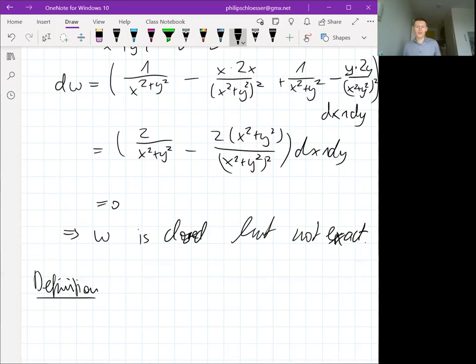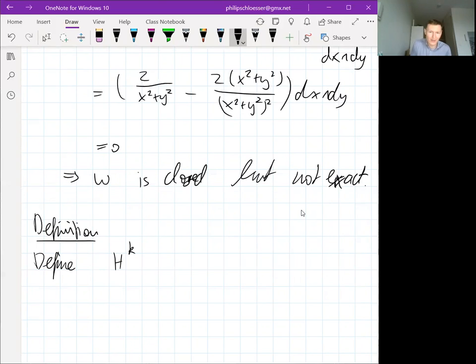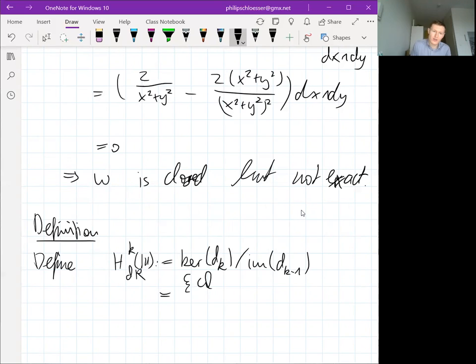So we are once again trying to measure things, as we always do in homological algebra. We define the kth cohomology group of the de Rham complex, the kth de Rham cohomology group of M, to be the kernel of dk divided by the image of d(k-1). Or alternatively, as the vector space of closed k-forms divided by the vector space of exact k-forms.